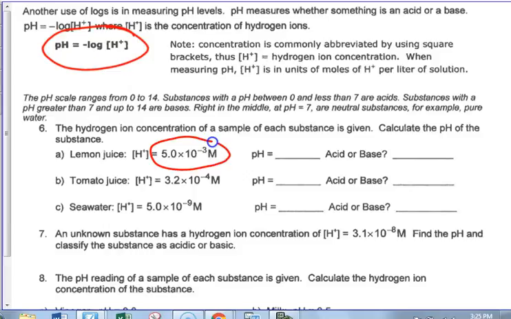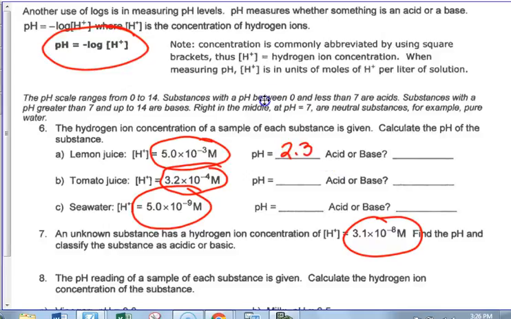So all you are doing on these 4 questions is typing. And the homework? Yes, there's one in the book as well. Negative log base 10, or common log, of 5 times 10 to the negative third. I got 2.3 for the first pH. It says up here, pH between 0 and 7 is an acid, and so on. Everybody okay with doing those?